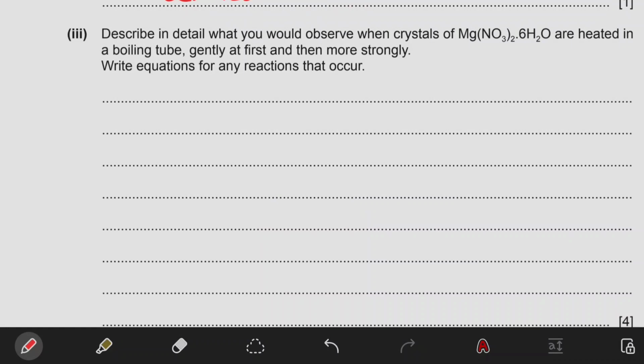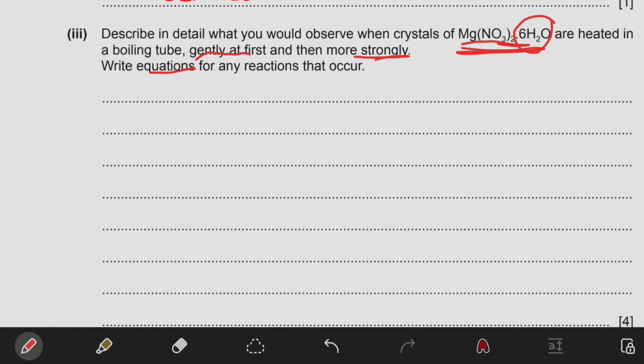Describe in detail what you would observe when crystals of this are heated in a boiling tube, gently at first and then more strongly. Write equations for any reactions that occur. So remember, you have to give an explanation and equations as well. So just remember the step that when this would be heated gently, these water molecules, they will be lost from these crystals, right? So think about it.